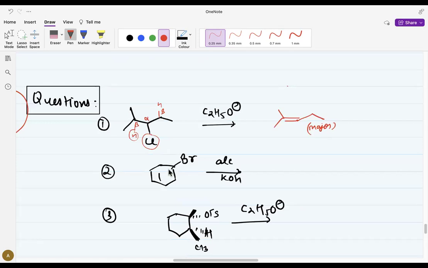Second one, see, if this is my alpha, this is my beta, this is my beta. If I remove hydrogen and Br from here, I will make a double bond here, and this double bond will be in conjugation with this double bond. Then if I remove from here, I will make a double bond here, but this double bond will not be in conjugation with these two double bonds. Therefore, our major product will be this one. So I have to remove hydrogen from here, make double bond, remove Br. Done.